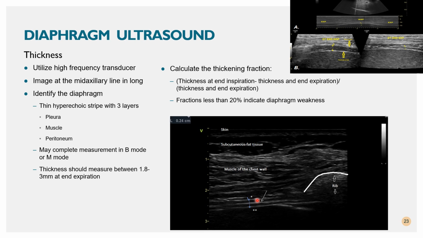You can also calculate a thickening fraction, where you take the thickness at the end of inspiration minus the thickness at the end of expiration. You divide that by the thickness at the end of expiration, and it will give you your thickening fraction. And fractions less than 20% would indicate that there's some diaphragmatic weakness.